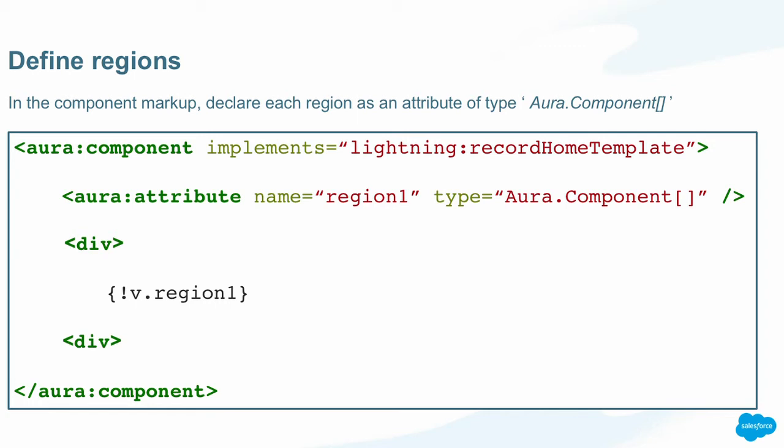It's important to note that in order to make sure that the system recognizes that this is an actual region on your template, you want to set the type to be Aura component array. This tells the system that this attribute expects a collection of components to be passed in, which is essentially what a region is, a collection of components that can be placed on the page. And once you're done defining all the regions as attributes, you can just go ahead and write the markup or the HTML for your template and place regions in there. Here, because it's a simple region, we've just wrapped it in a div. So this template is essentially just a simple one with a vertically stacked set of components.